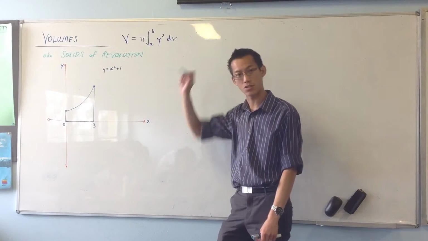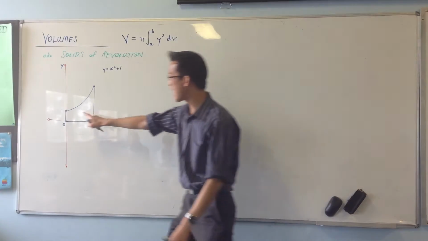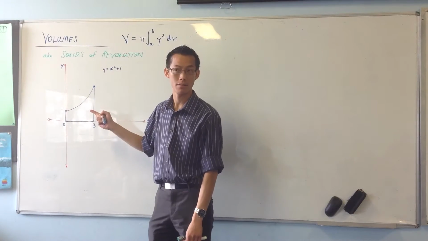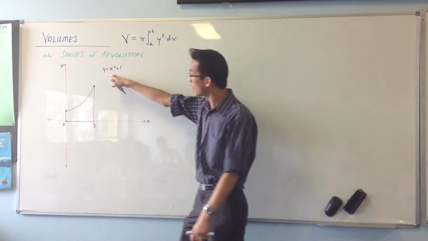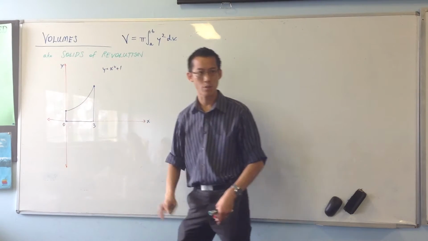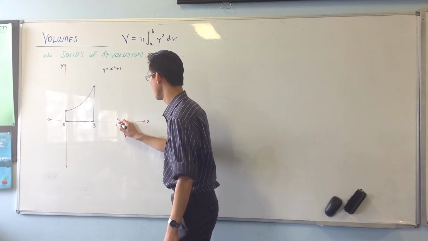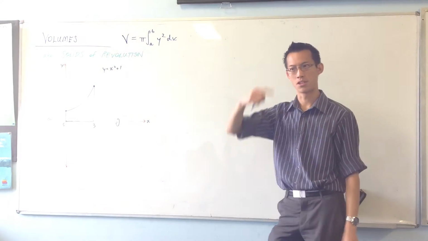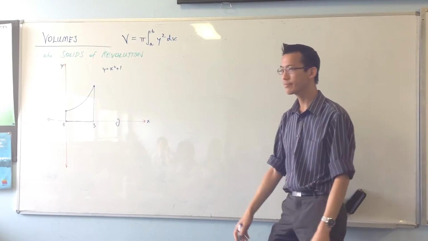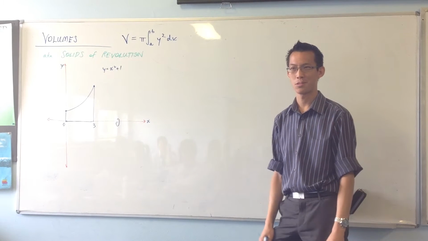another way you'll hear this volume that I'm about to draw is that they will often refer to it as this area being rotated around. They'll say the area under x squared plus 1, bounded by and so on, is rotated around the x-axis. And often on the diagram, they'll provide you the direction it's going. Okay, so, are you ready? I'll just wait until you're all good to go.